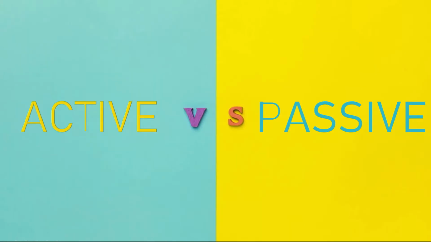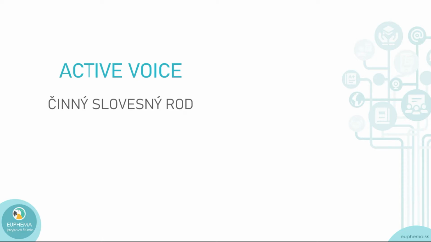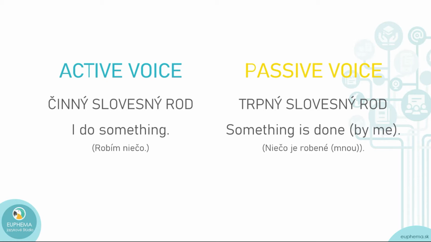Okay, so here we are, active versus passive. For starters, I'm just gonna say that in Slovak, this active voice is činný slovesný rod. So the sentence in this active voice would be, for example, I do something. Okay, I do something like I buy bread. Passive voice is trpný slovesný rod, and that means that you have to start with something. So something is done by me. Pretty much the same in Slovak, okay?